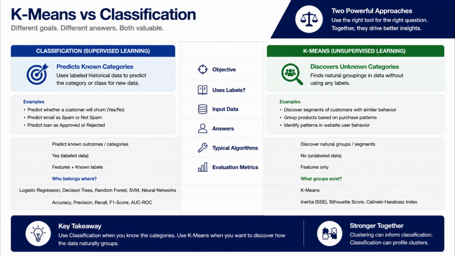In many organizations, K-means is used first to discover customer segments, and classification models are later used to predict which customers belong to those segments in the future.